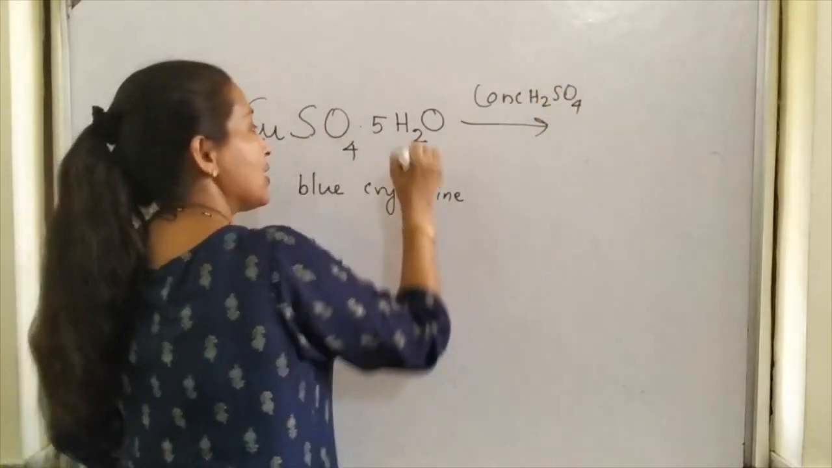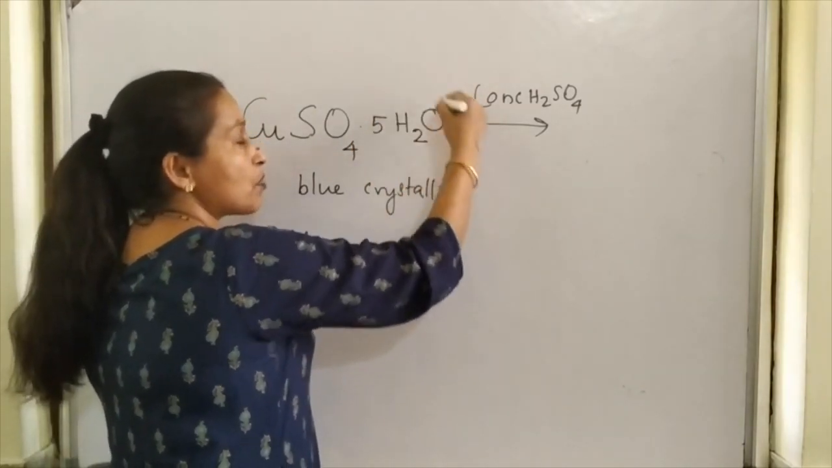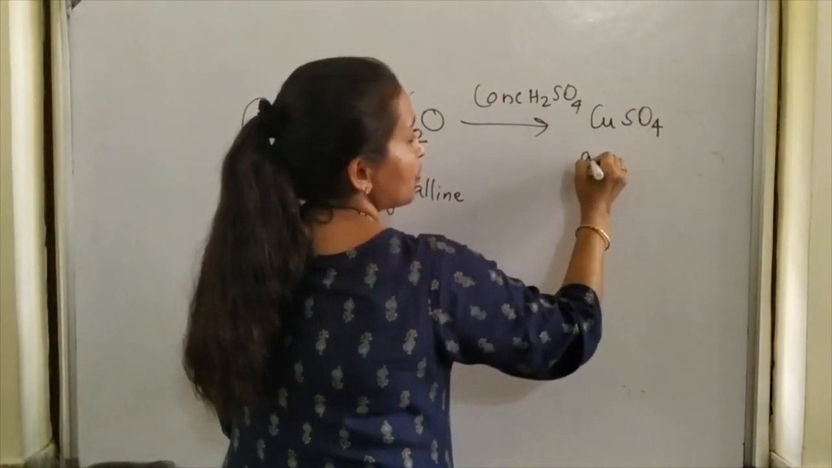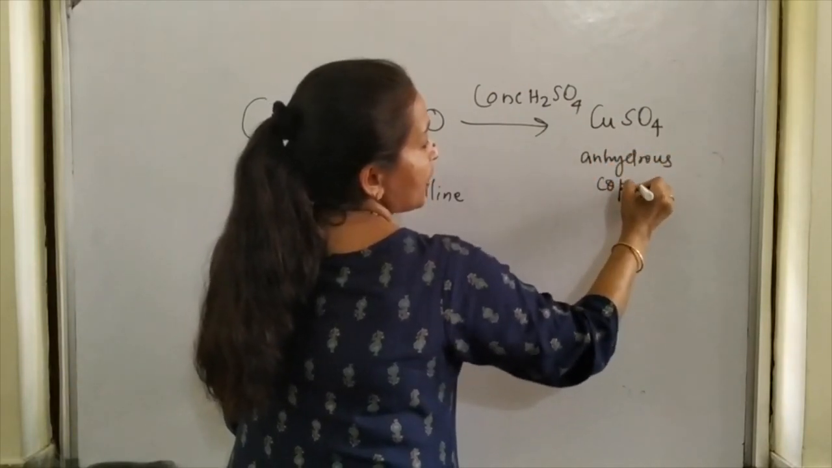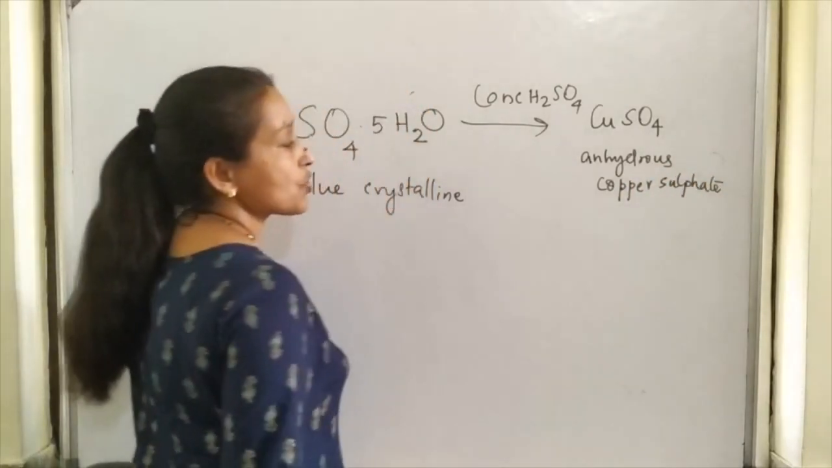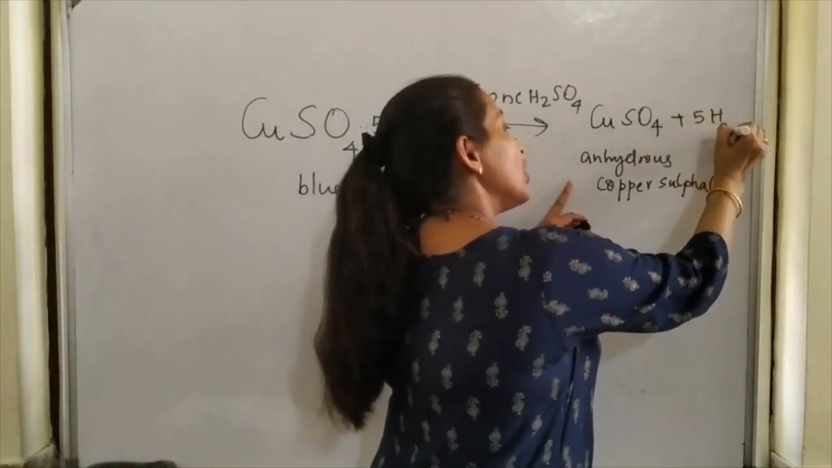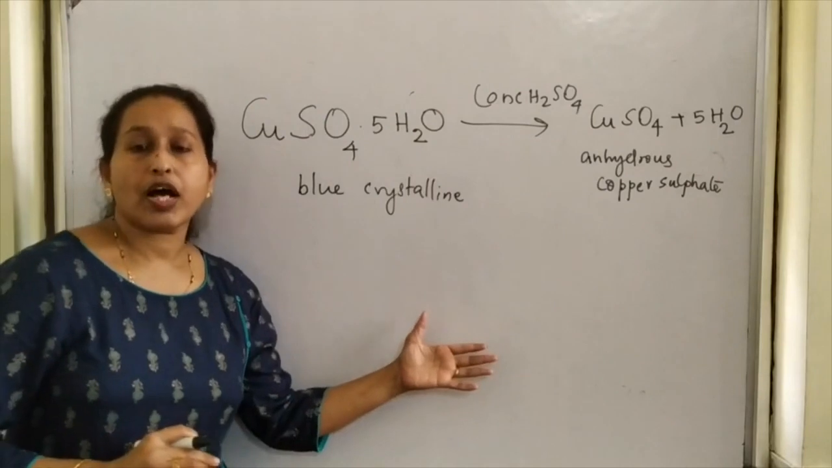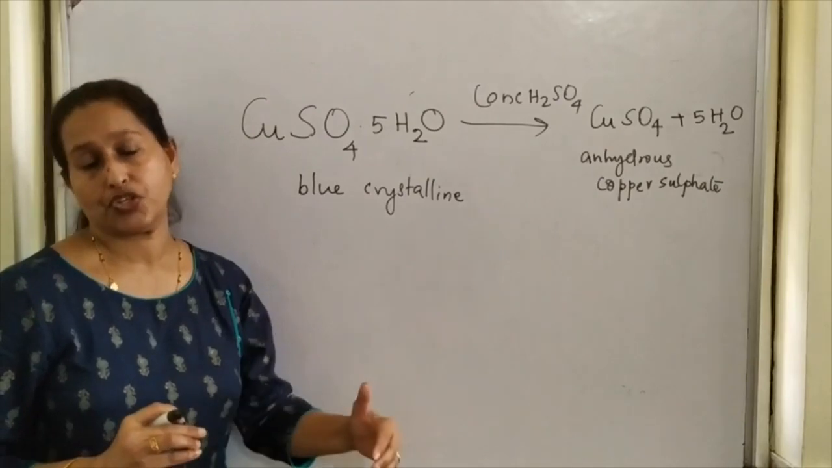If you add concentrated sulfuric acid to these blue crystals, the chemically combined water molecules will be removed, and it will be turned into CuSO4. This we call anhydrous copper sulfate. Anhydrous means water removed from that, and that is why it is called anhydrous. Five molecules of water will be removed in the form of steam. So many examples I have written of how concentrated sulfuric acid acts as a dehydrating agent.